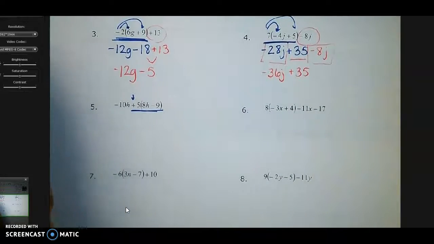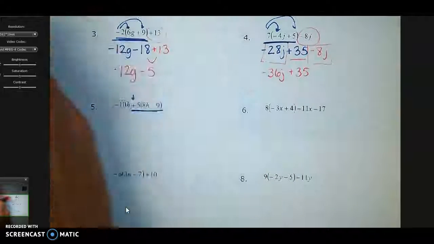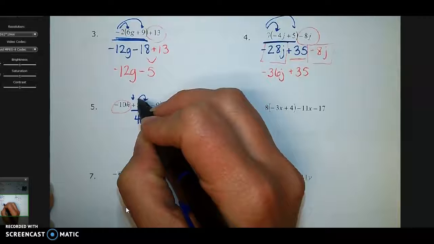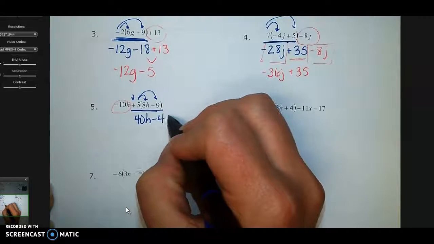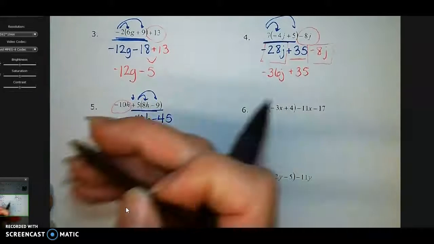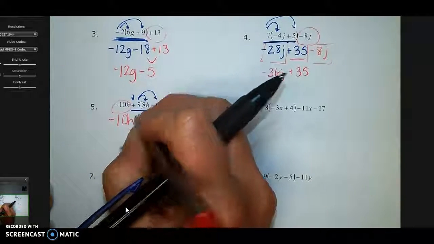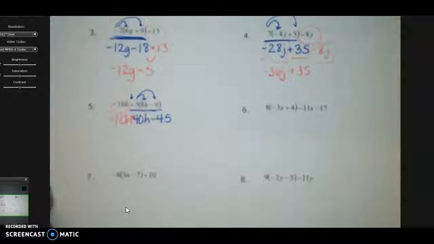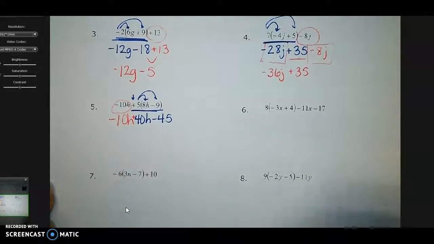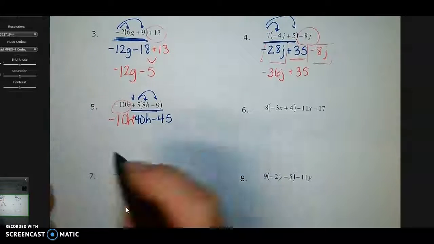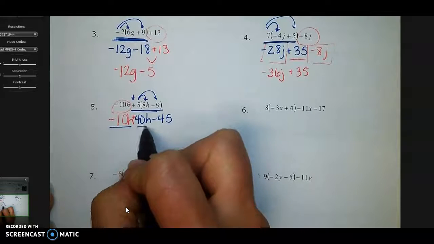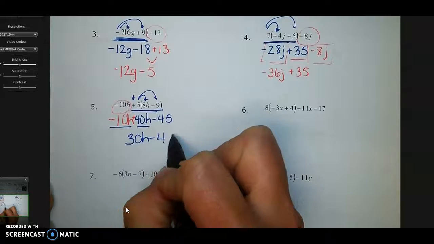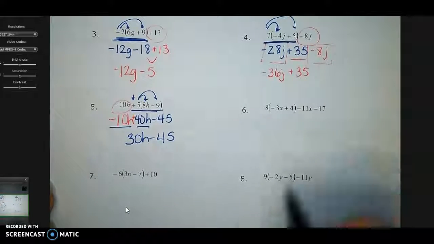So the negative 10h is just going to hang out until I finish my distributive property. So I end up with 40 times h and negative 45, which is the same as minus 45. I have that negative 10h, remember that's a positive 40. So it's like there's a plus sign there. I apologize for the focusing issues going on there. I have negative 10h, positive 40h, so I get a positive 30h minus 45.